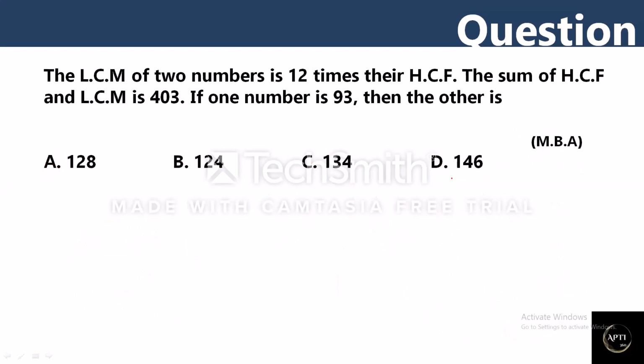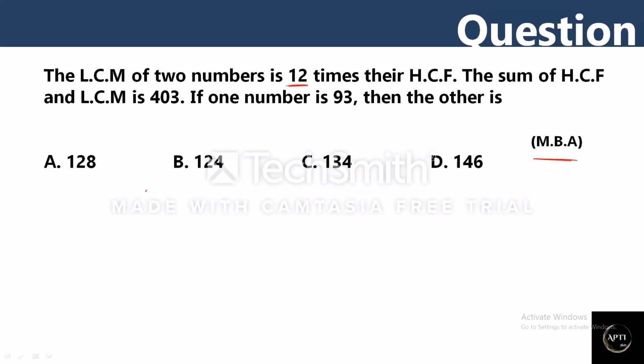The LCM of two numbers is 12 times their HCF. The sum of HCF and LCM is 403. If one number is 93, then the other is. This question was asked in a previous MBA exam. Now, the LCM of two numbers is 12 times their HCF. In the previous questions, they gave the HCF value and LCM value. But here, indirectly they have given that LCM is 12 times the HCF.